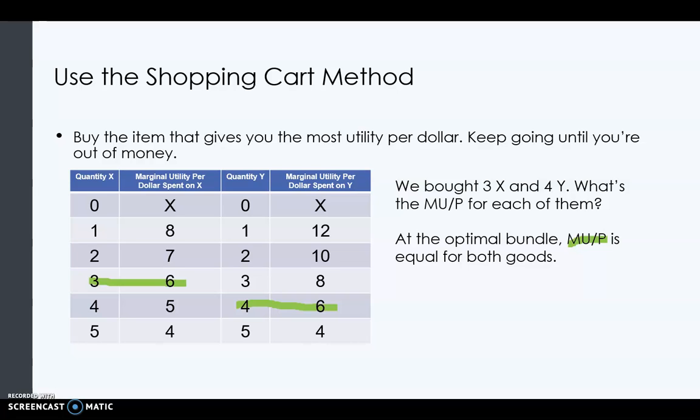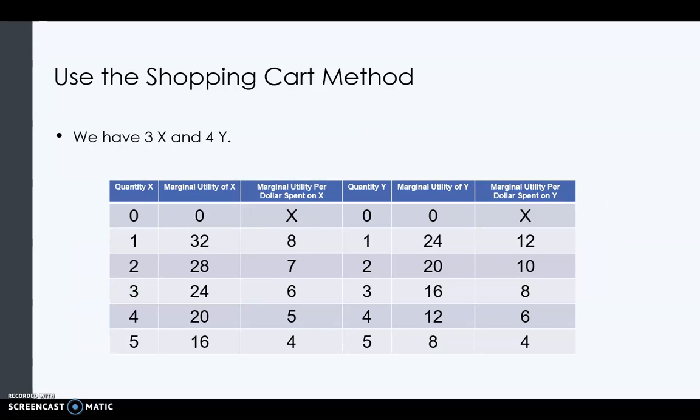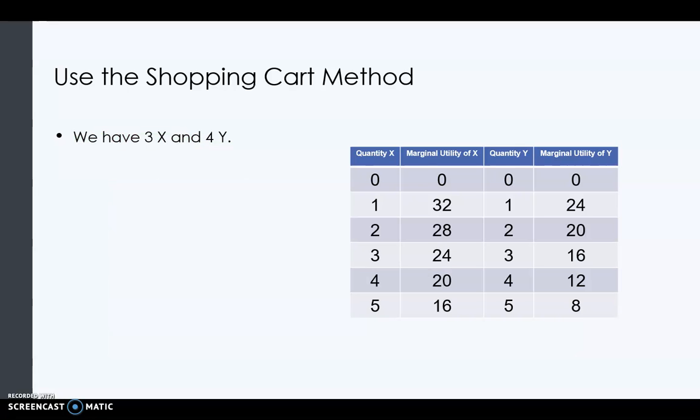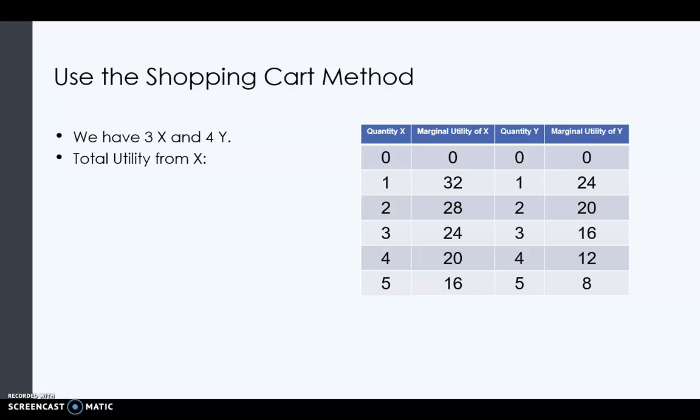Okay, folks, we're in the home stretch here. We know what our bundle is. Now that we know what our bundle is, we need to figure out what our total utility from this bundle is. So our total utility from x, we're going to get 1, 2, 3 x's. So we're going to add up 32 plus 28 plus 24. If I've done the math correctly, that's going to give us 84. But that's not our whole bundle.